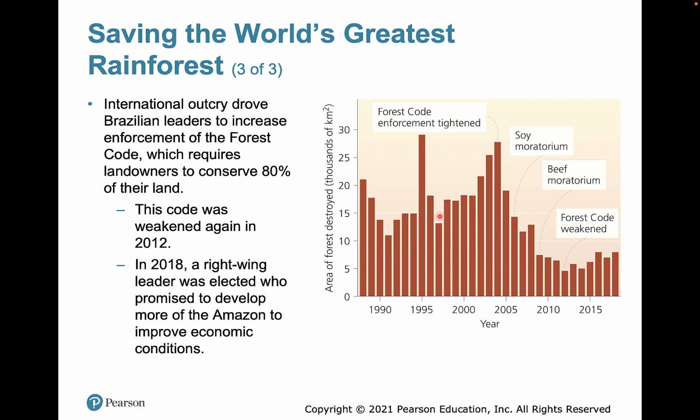So the Brazilian leaders, fueled by international rage and upsetment over the destruction of the Amazon rainforest, created the Forest Code, which requires landowners to conserve 80% of their land. It has eroded over the course of time. So the area of forest destroyed has gone up over time.